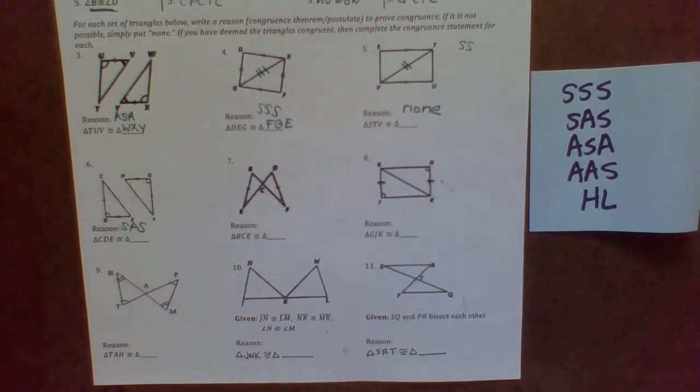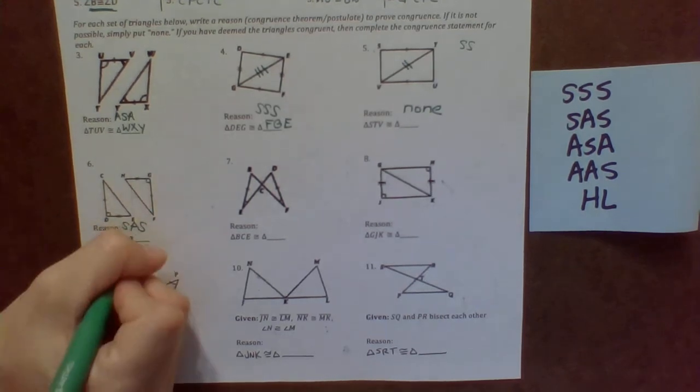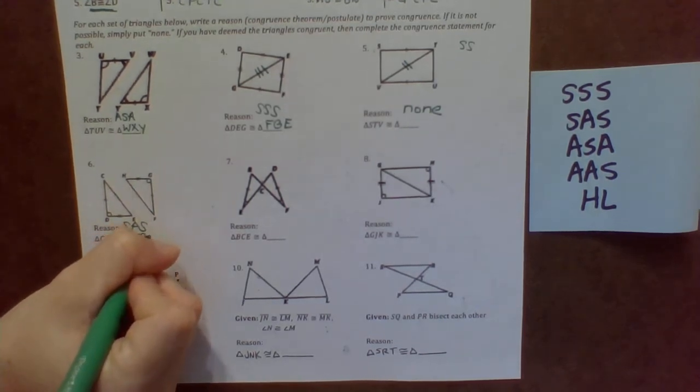So just because it's a right triangle doesn't mean you have to use HL. It just means that you can use HL. This one I still used SAS. So triangle CDE is congruent to triangle FGH.